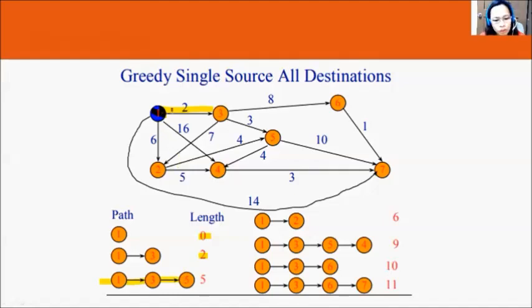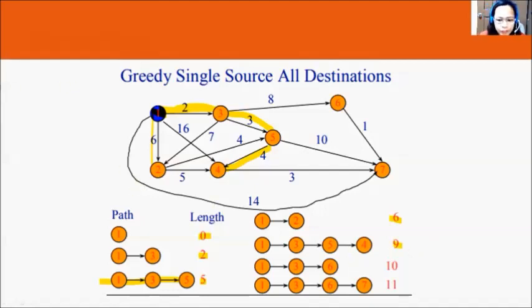Next, the next path is 1, 3, and 5, checking the graph. So 1 to 3 is 2, and 3 to 5 is 3. So we got 5. Next is the vertex 1 to 2. From vertex 1 to 2, we have an edge with the length of 6. Next, from vertex 1, 3, 5, and 4. To sum it up, 2 plus 3, 5 plus 4, we will have 9. So the length is 9.